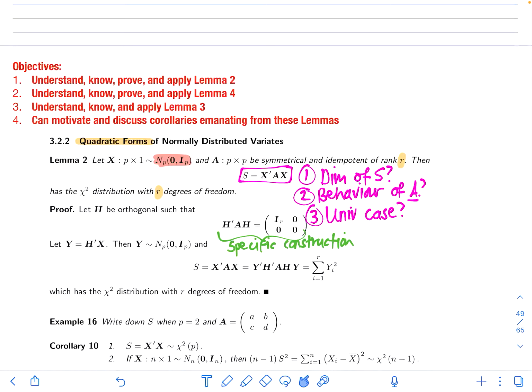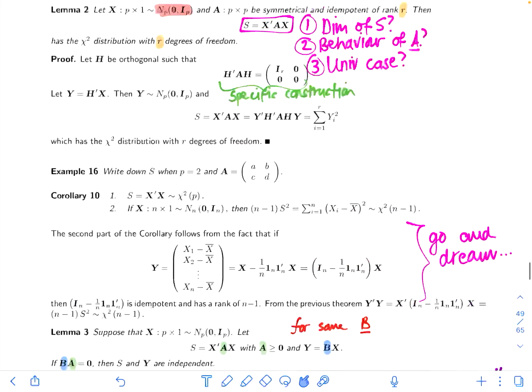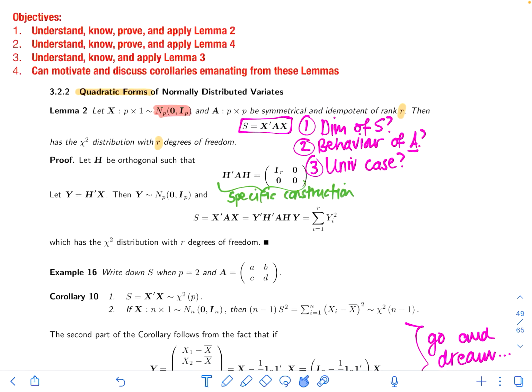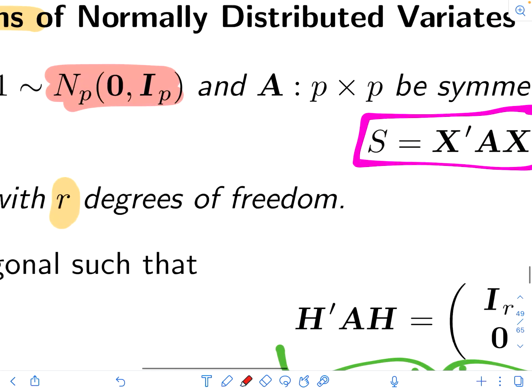Now, I would like you to say, hang on, chi-square is univariate. So does this mean a quadratic form is univariate? Well, in our case, yes. This specific S that we have over here is univariate, and thus it has a univariate distribution.